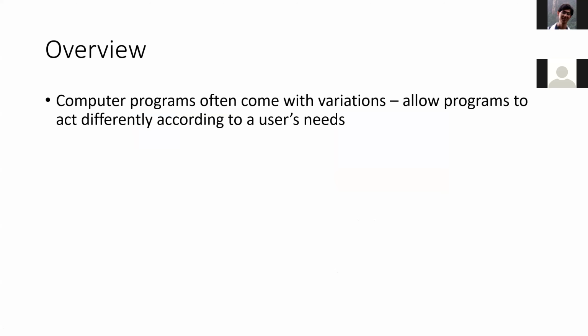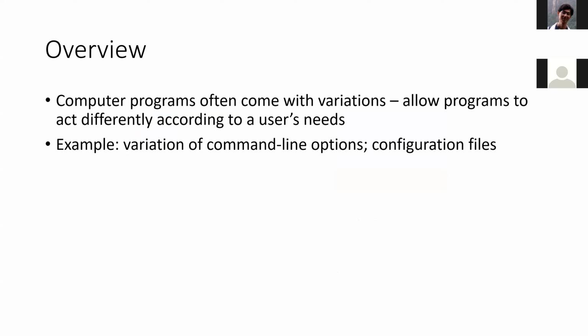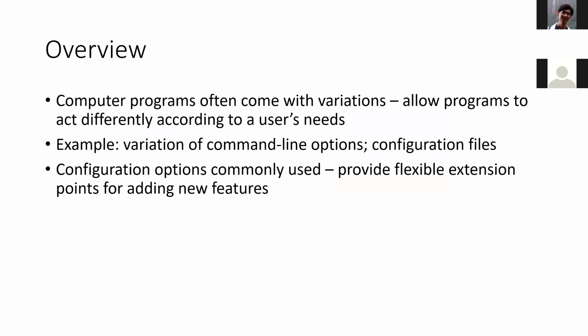So, just an overview of the proposed approach in this paper. Computer programs often come with a lot of variations, and these variations allow programs to act differently according to a user's needs. For example, variations in the command line options, and you can also use configuration files to change the execution of a program. Configuration options are most commonly used because they provide flexible extension points for adding new features.